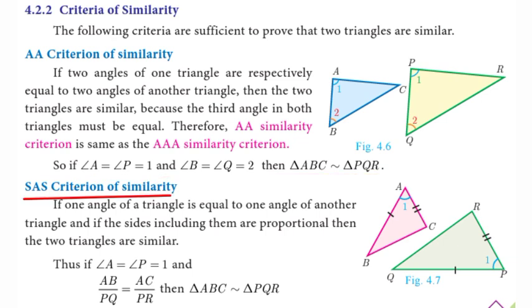SAS criterion of similarity means side, angle, side. If one angle of a triangle is equal to one angle of another triangle, and the sides including them are proportional, then the two triangles are similar. If angle A equals angle P equals 1 and AB divided by PQ equals AC by PR, then triangle ABC is similar to triangle PQR. See the diagram, figures 4.6 and 4.7. 4.6 is the angle criterion, 4.7 is the side angle side criterion of similarity.